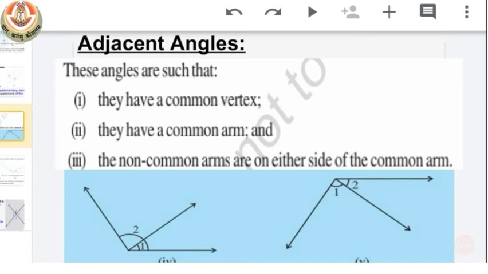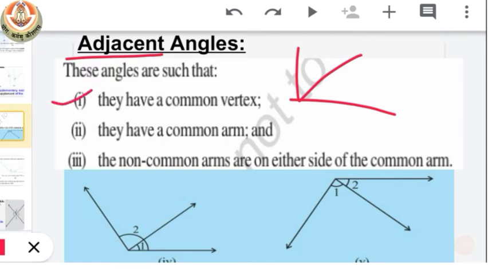Now let's move on to another topic, which is adjacent angles. The term itself tells us that adjacent means angles which are beside each other. Let's see what conditions should hold for adjacent angles. The first one is that they have a common vertex. Now we all know what a vertex is.